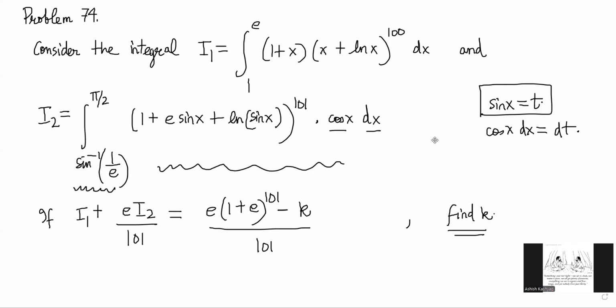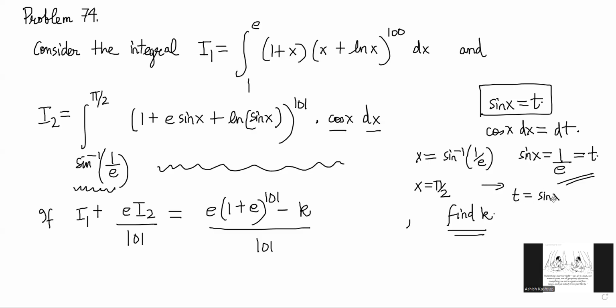So let's think about the limits first. When x is equal to sine inverse 1 over e, sin x will be simply 1 over e, right? So that is the value of t. So the lower limit for t will be 1 over e. And when x is equal to pi by 2, then t is equal to sin x will be equal to 1. So the upper limit will be 1, right? So if I change this integral and convert it to a new integral involving t, the limits will be 1 over e to 1, right?